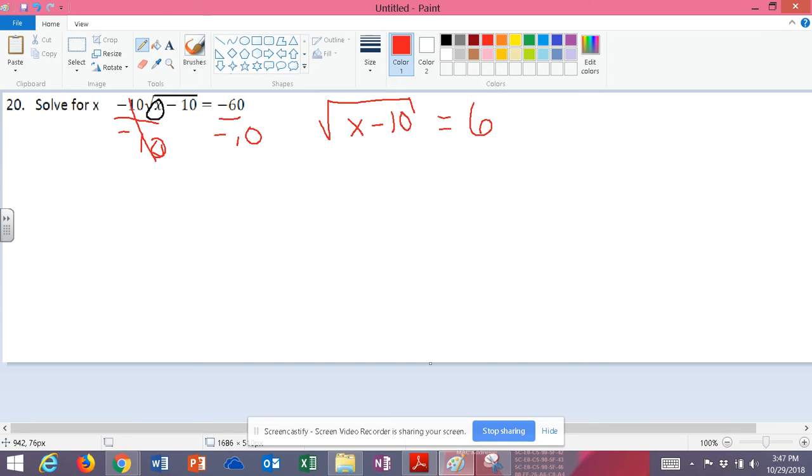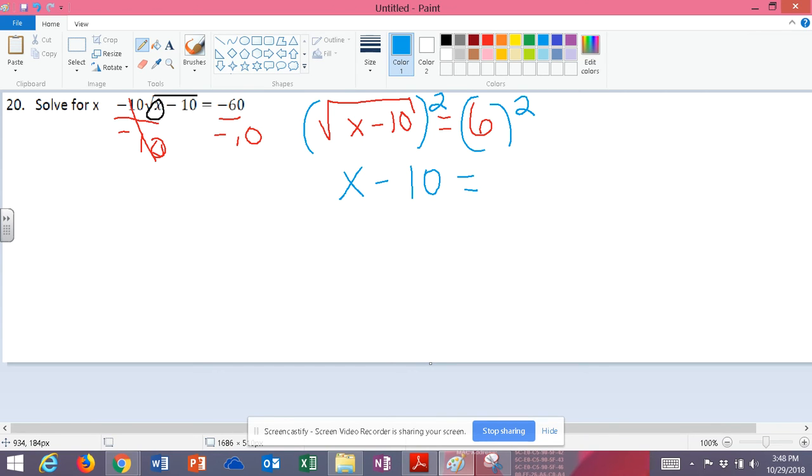Okay, so now we're going to undo this radical, which we would accomplish by squaring both sides. So I'm going to square this side and also square the other side of the equal sign. All right, so over on this side, a square root and a square are inverse operations. They cancel each other out. So I'm going to be left with x minus 10.